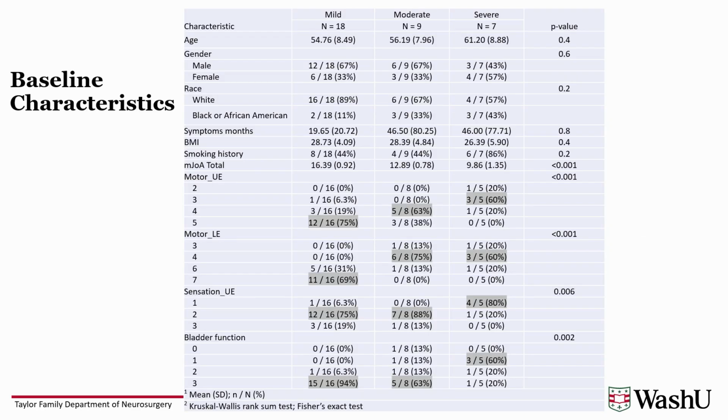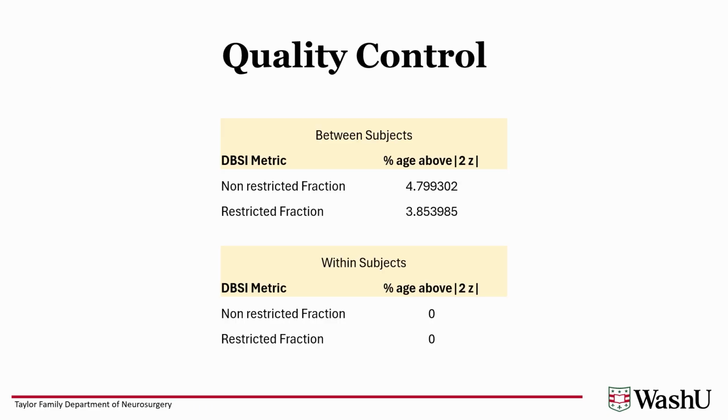For the baseline characteristics, it's very typical. There were 18 patients who had mild degenerative cervical myelopathy, 9 in moderate, and 7 in severe. If you look at the mJOA subscores, all of them show a similar pattern of worsening as they progress in severity. However, bladder function is about similar between the patients in the mild and moderate groups, and differs in severe.